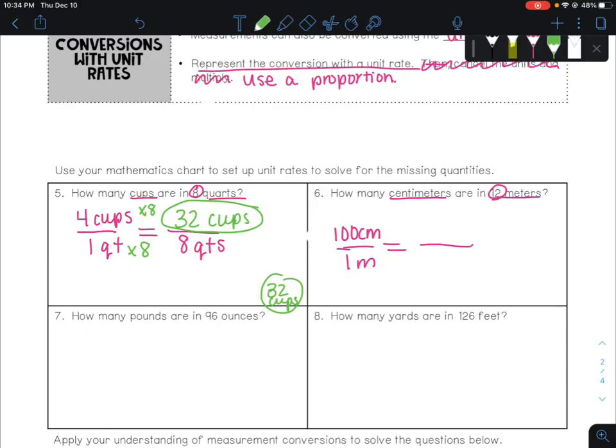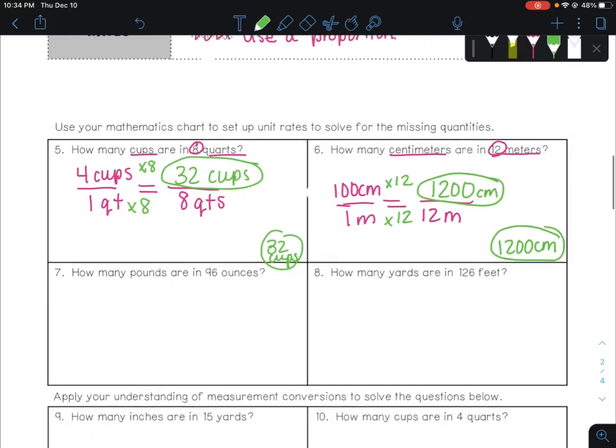Okay, it wasn't 1 meter in our question, though. It was 12. So I'm going to put 12 here. And then I'm going to see, how do I change from a 1 to a 12? Well, that's just times 12. Same thing on the top, 100 times 12. That would just be 1,200 centimeters. So there's our final answer.